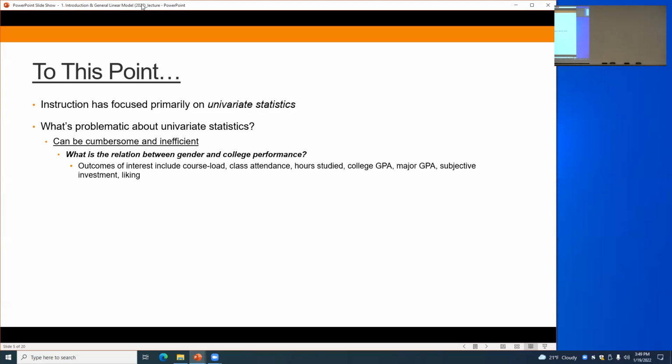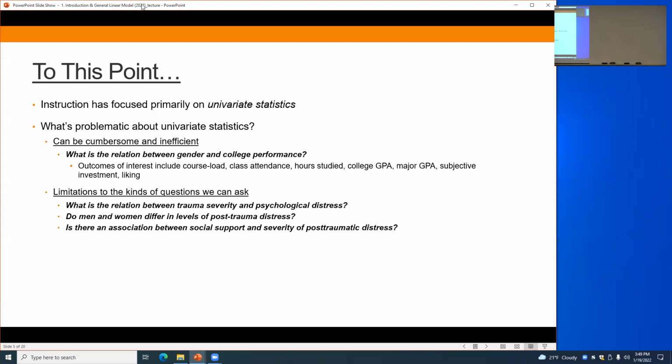Let's say I measure gender identity, and look at its relation to course load, class attendance, hours studied, college GPA, major GPA. I can do a lot of tests with that, but that's a lot of analyses to keep going over and over and over again, right? We're also limited in the types of questions that we can ask, okay?